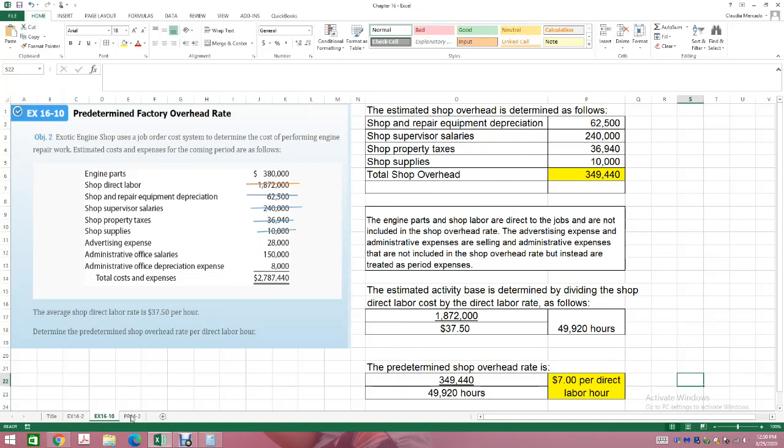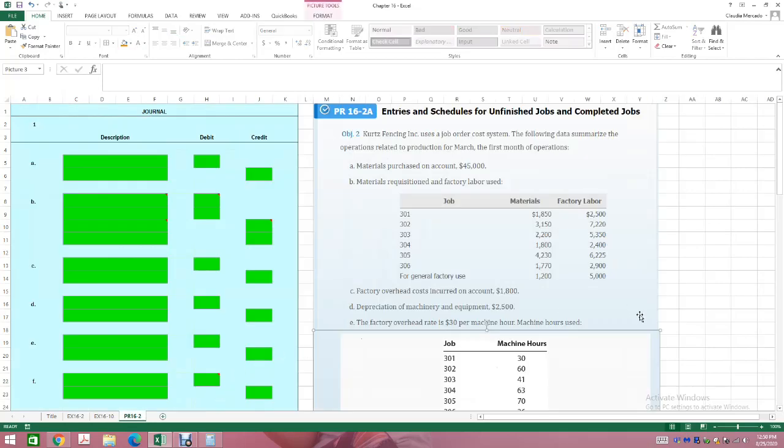Okay. Now the next problem, 16.2, is kind of long, but it's very important because you're going to probably see something like this on your test. So pay very close attention because you're going to have something similar to this on your upcoming exam, okay?